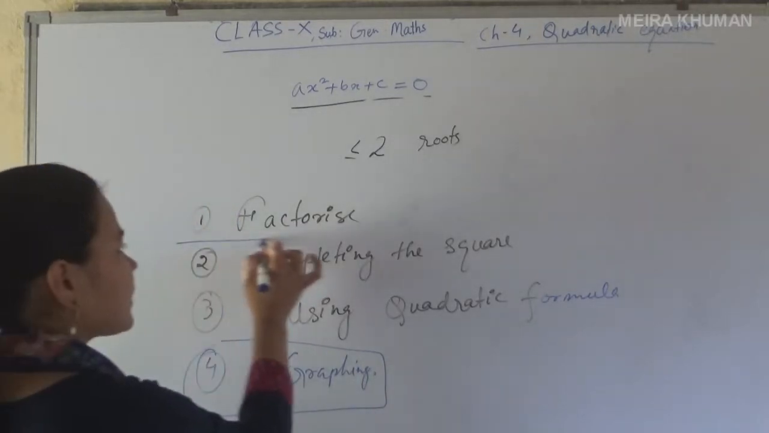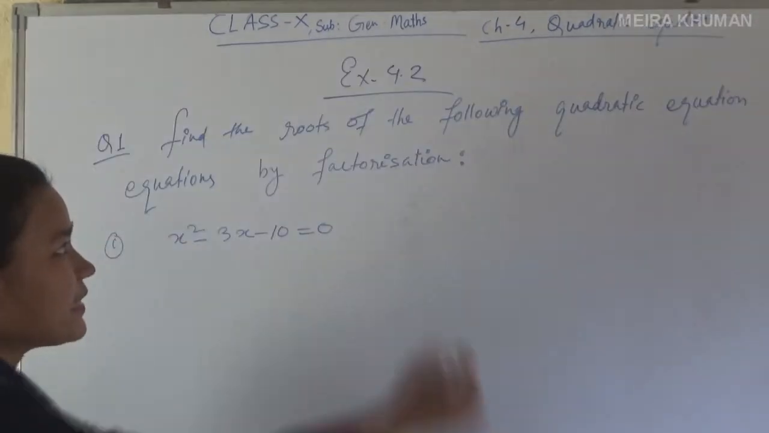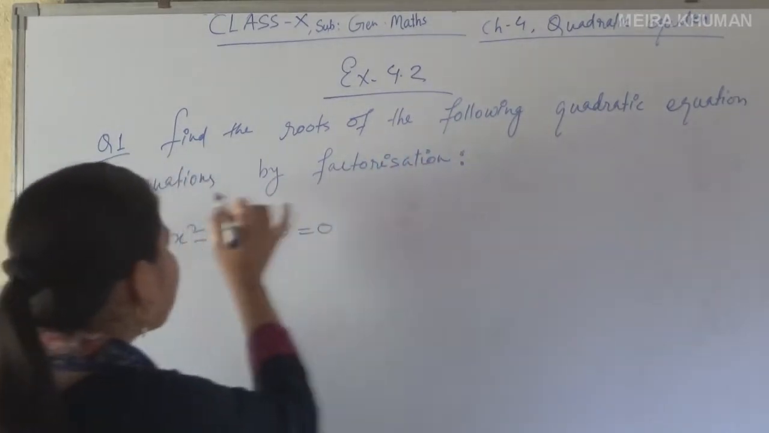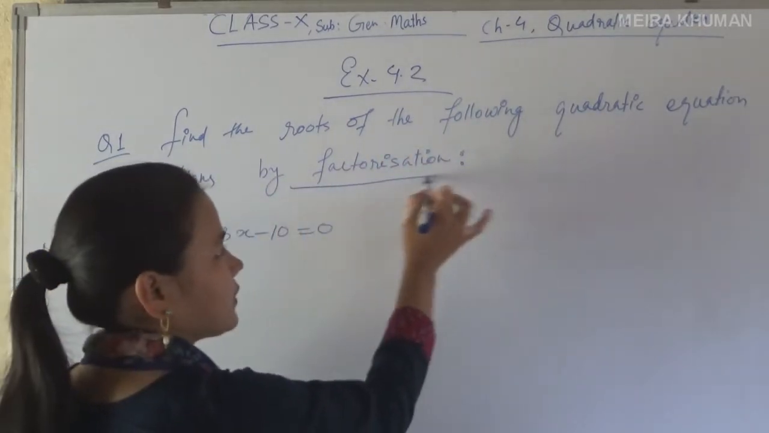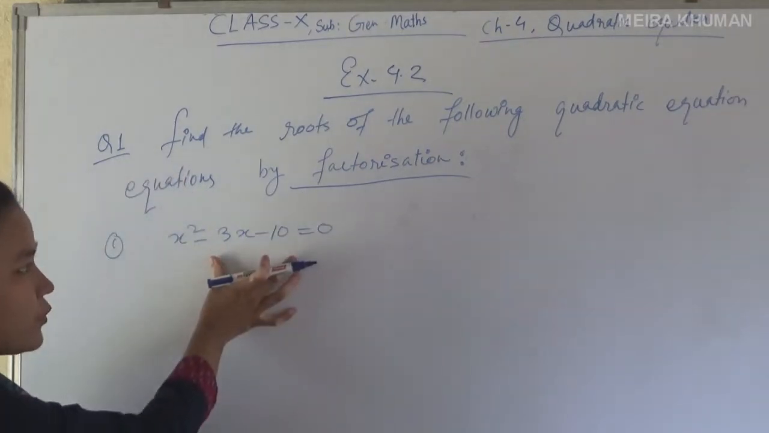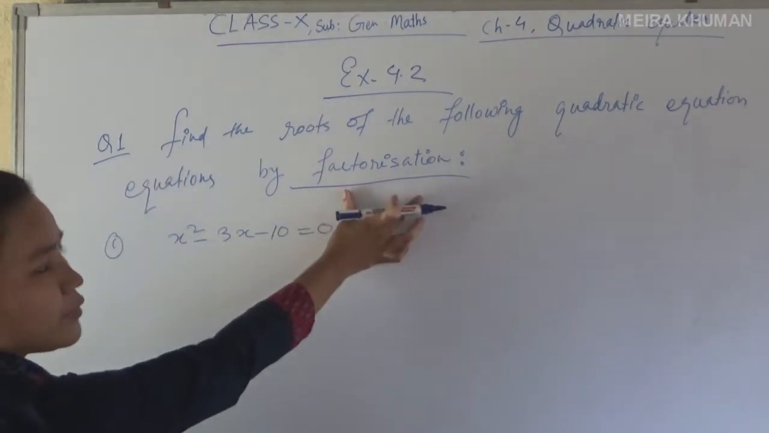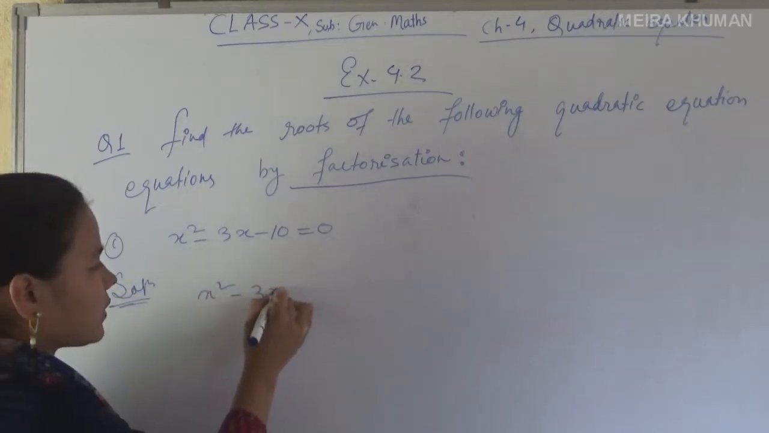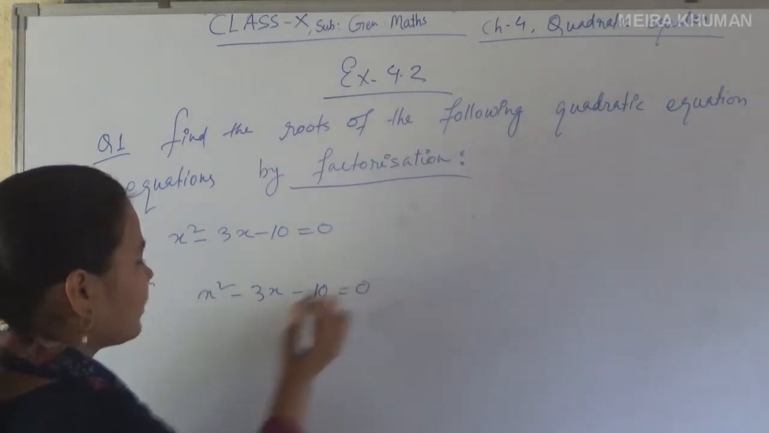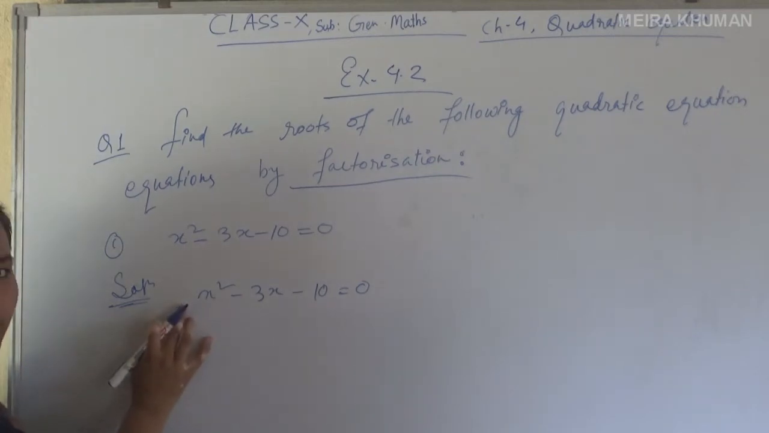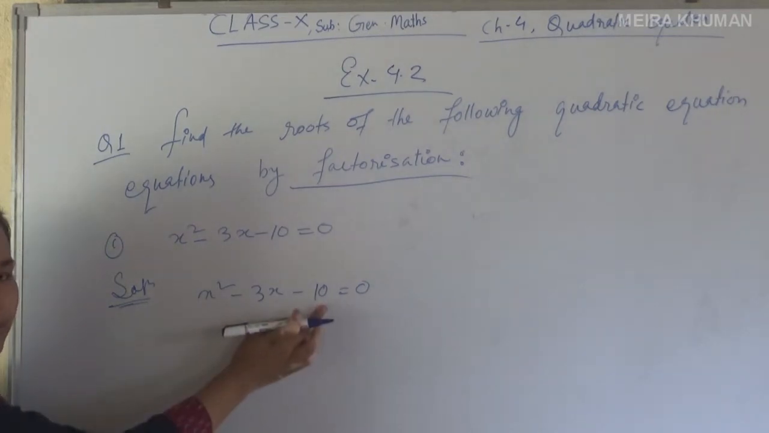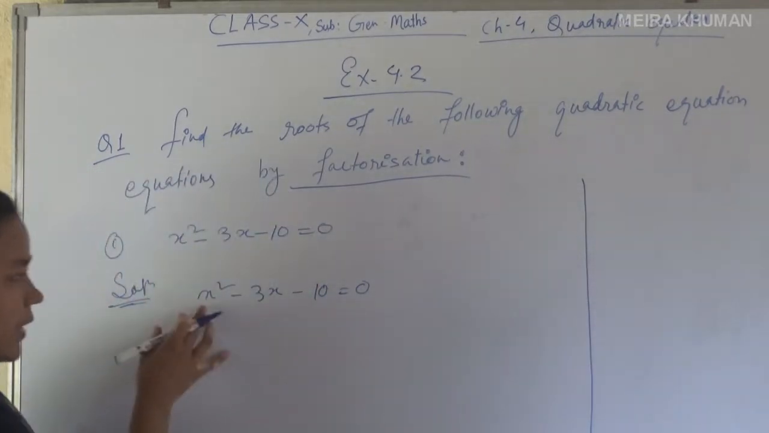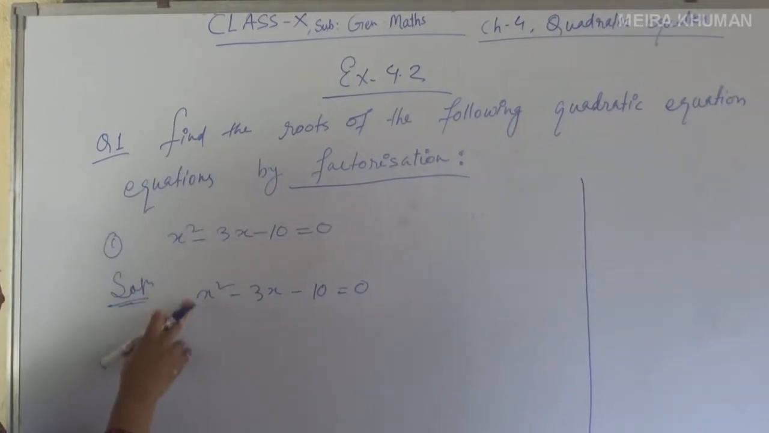First we will discuss what is factorization. See exercise 4.2. Find the roots of the following quadratic equations by factorization. The equation is x square minus 3x minus 10 equal to 0. Here the coefficient of x square is 1, and here c is minus 10. Just multiply the coefficient of x square, which is a.